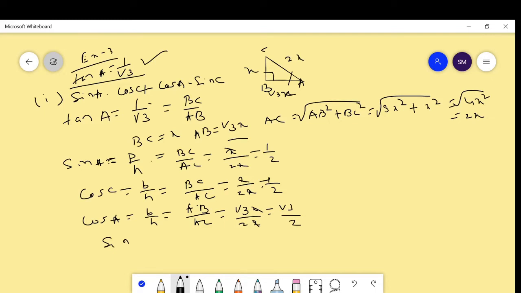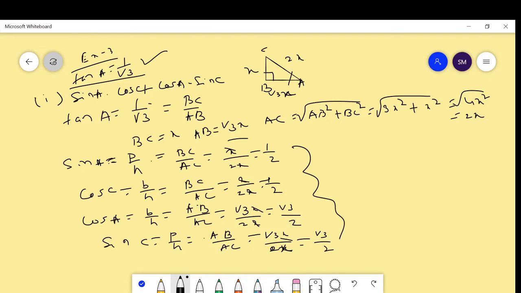Then sin C is equal to perpendicular upon hypotenuse. For angle C, perpendicular is AB upon AC, which is equal to root 3x upon 2x. X cancel. This is root 3 upon 2.